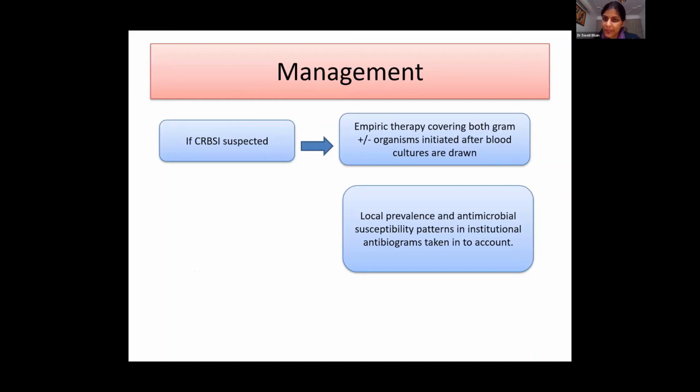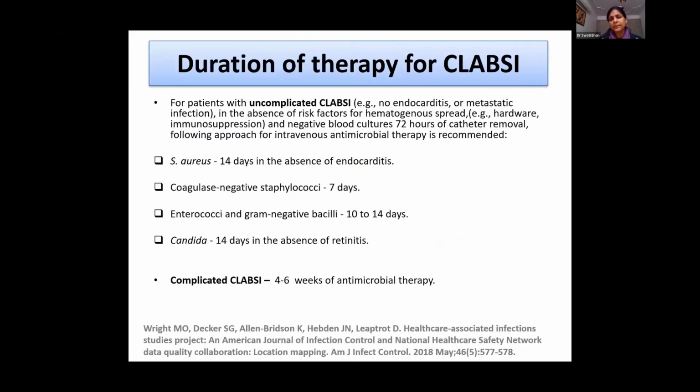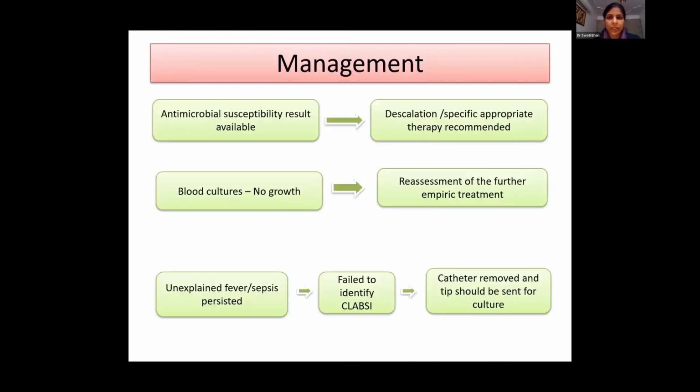In management, if we suspect a CRBSI, then for empiric therapy we should cover both gram-positive and gram-negative organisms and draw blood cultures, and then target therapy according to the blood cultures. The duration of therapy is ideally 10 to 14 days, depending upon the organism we get through the culture.